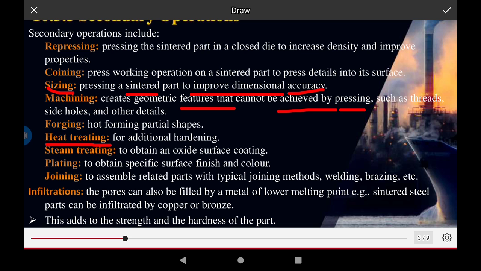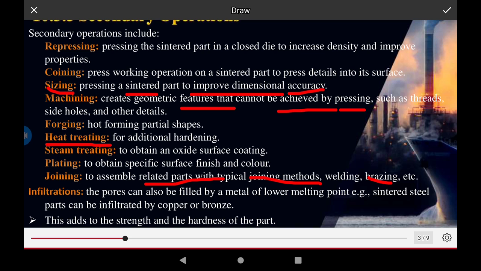Plating is to obtain a specific surface finish and colors on the product. Joining is the process of joining two or three metal pieces by using welding operations. And the welding operations in assembly related to parts are the typical joining methods: welding, brazing, and soldering operations.